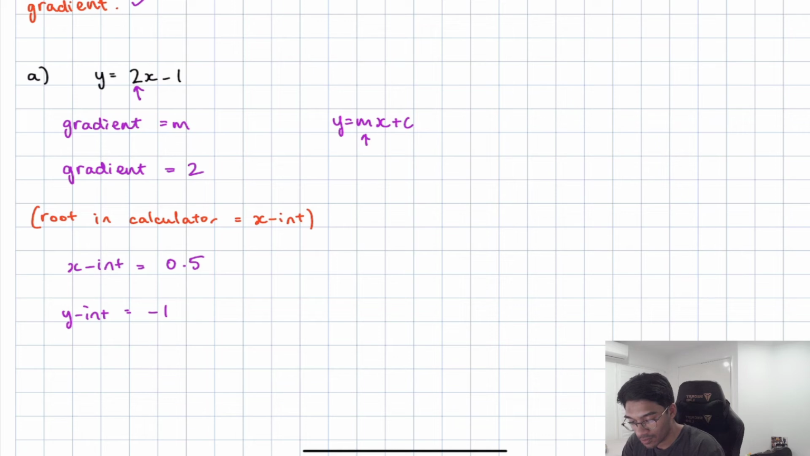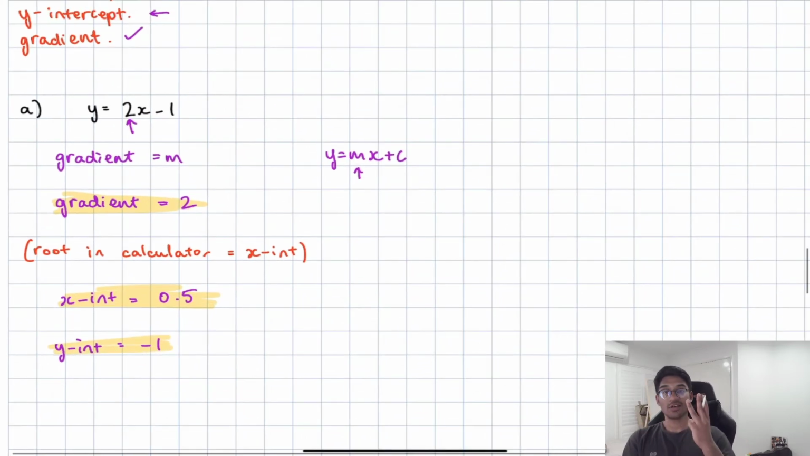I prefer that you highlight or underline these. My gradient is that, my x-intercept is that, my y-intercept is that. Those are the 3 things I always want you to find. You can use your calculator, and I prefer that you do, because it's easier and quicker. Those are the 3 points I always want you to write whenever we're looking at graphs: our gradient, our x-intercept, and our y-intercept.